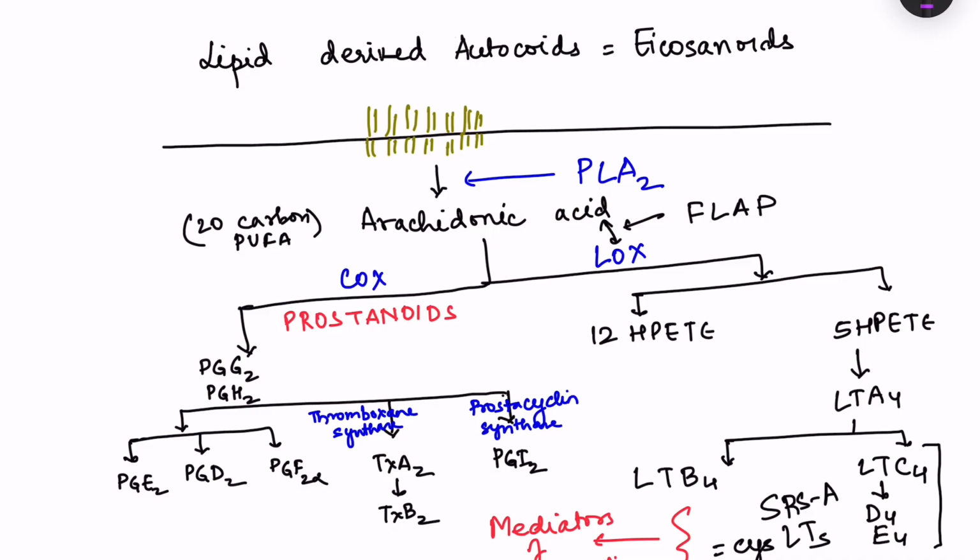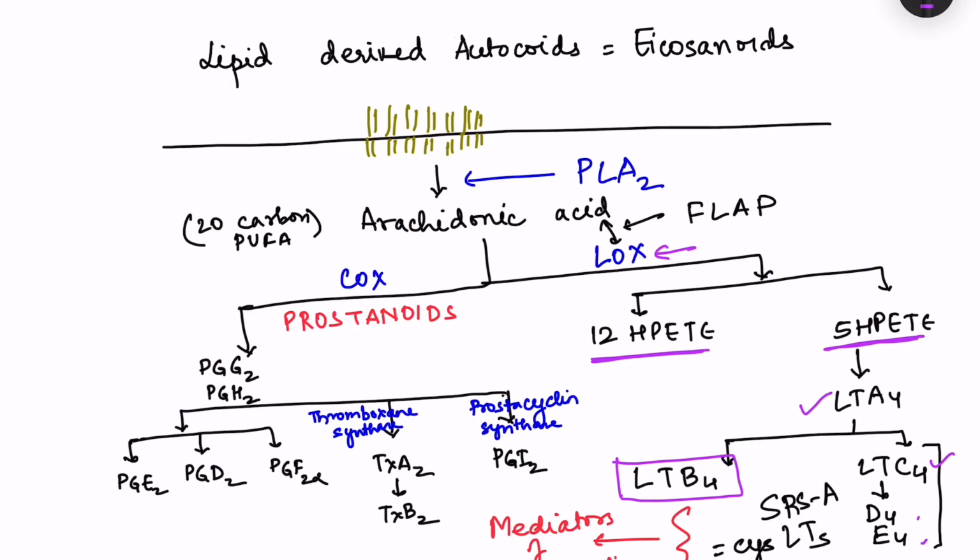Moving on to the next products, that is the leukotrienes. These are produced when the enzyme lipooxygenase acts on the arachidonic acid, and mainly it is produced in 2 pathways. That is, either there is production of 12-HPETE or 5-HPETE. From 5-HPETE, there is production of leukotriene A4 due to the action of 5-lipooxygenase, and this leukotriene A4 again leads to the production of either leukotriene B4 or leukotriene C4, which further forms leukotriene D4 and E4.